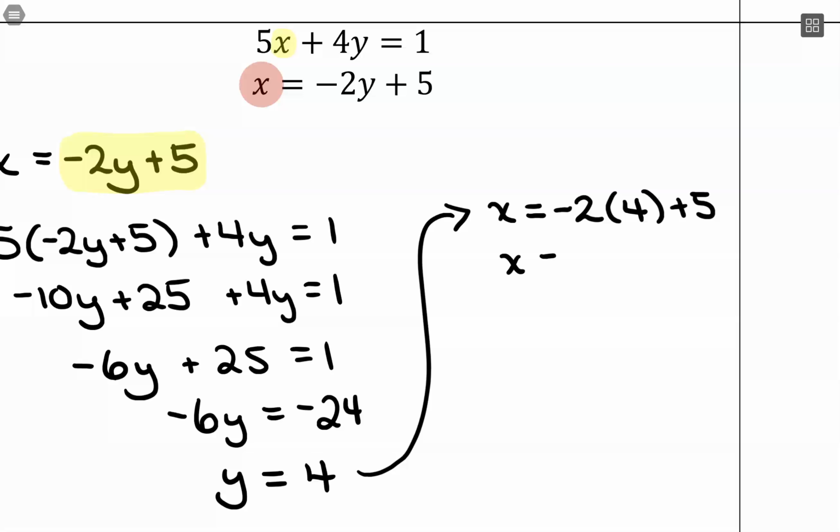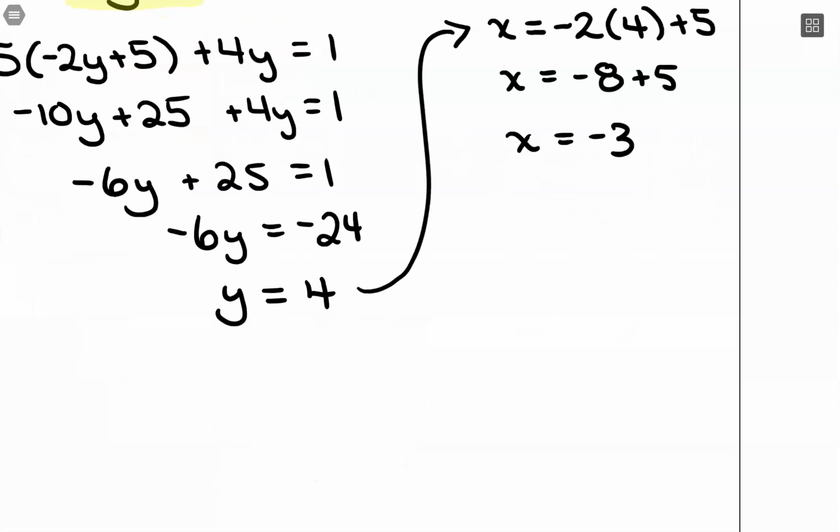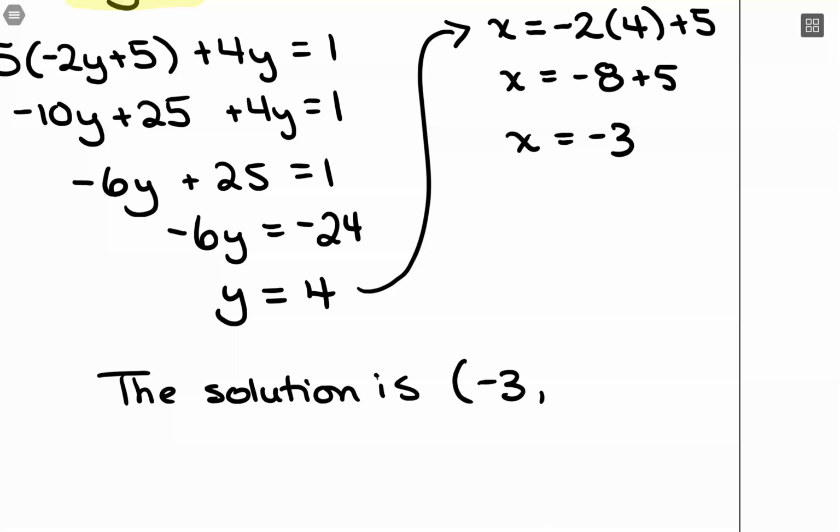And that'll be a negative 8 plus 5. So x is negative 3. So we have the solution is the coordinate negative 3, positive 4. And then you can use whichever method you like for checking your answer to make sure you have it right.